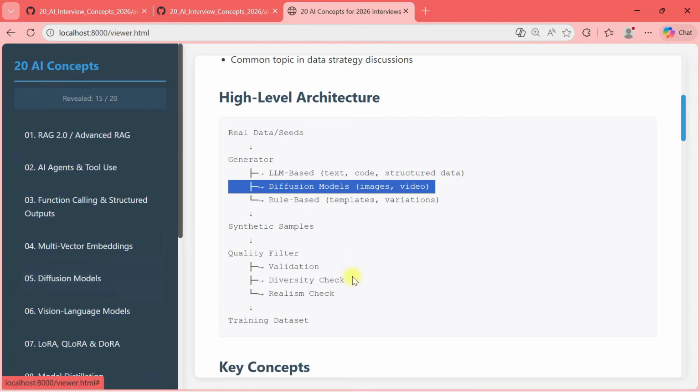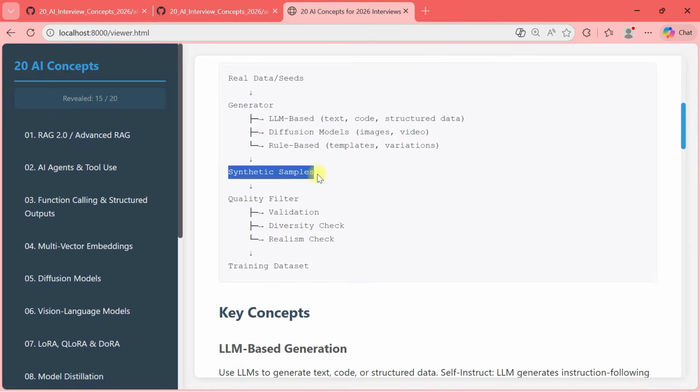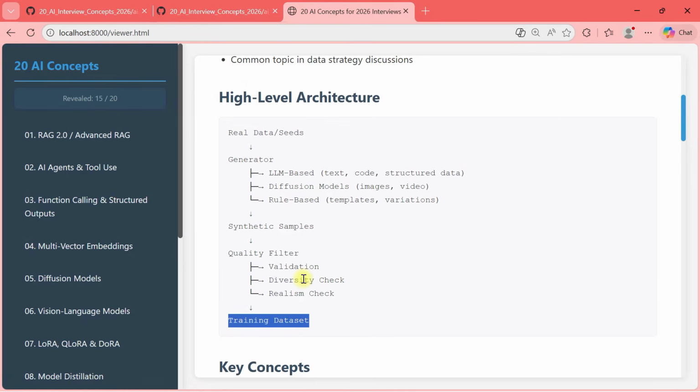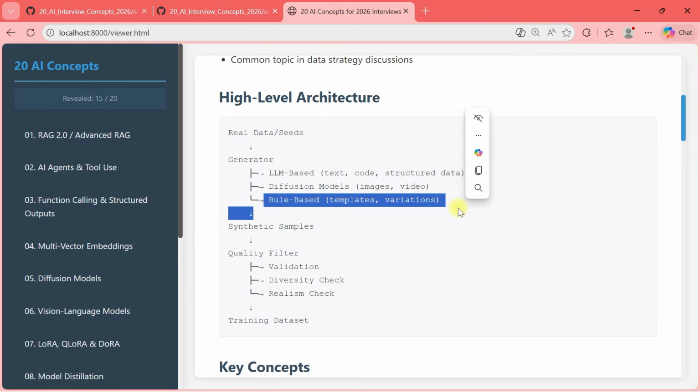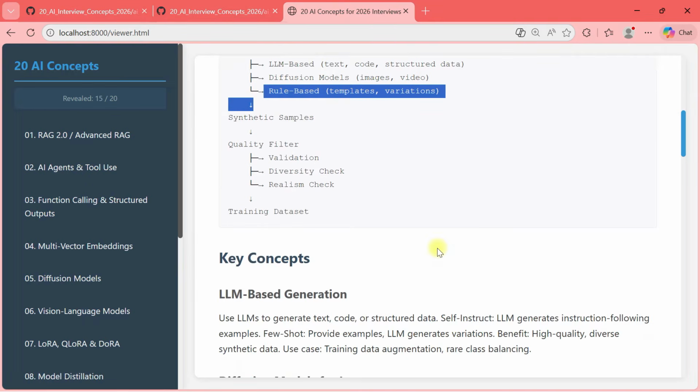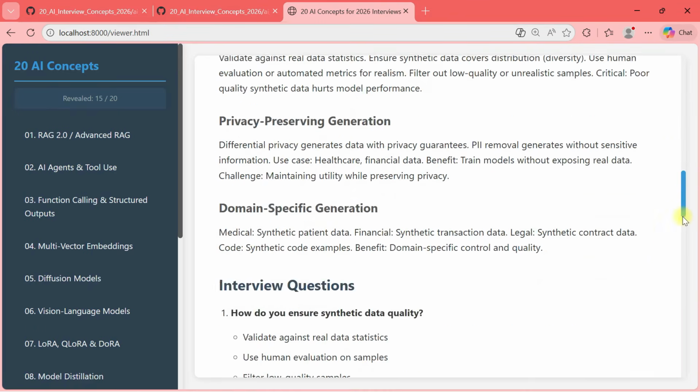Okay, topic number 5. Synthetic samples come once you generate the data, and then you need to put some filters, for example validation, diversity check, realism check, and then your training data or validation data or whatever you call it gets prepared. So if somebody asks you what are the different ways to generate synthetic data nowadays, it could be LLM based, diffusion based, or traditional rule based, the way we used to do in the past. Okay, this is your architecture and I have given you a video here.